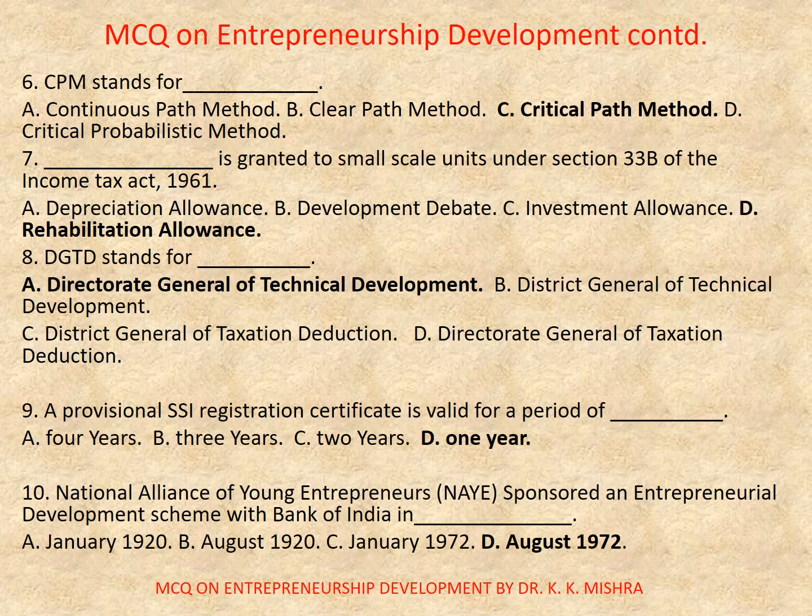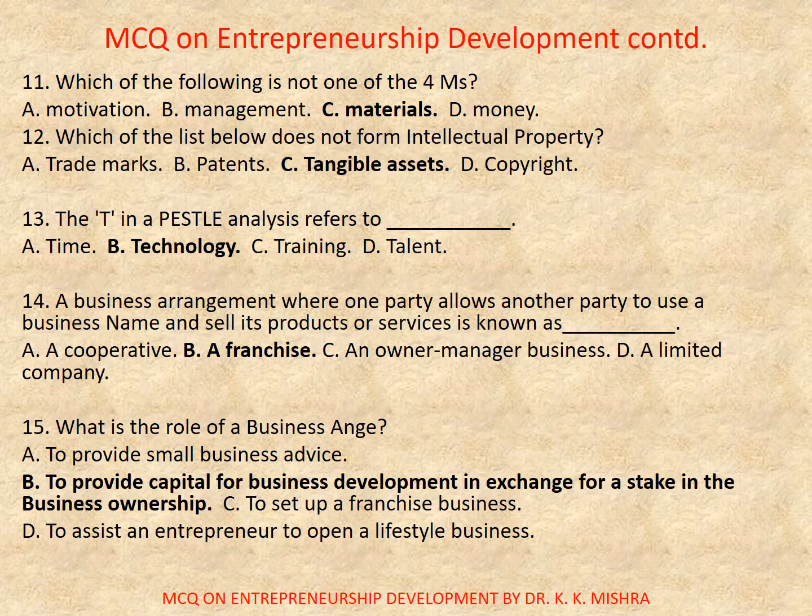Question number 10. National Alliance of Young Entrepreneurs, NAYE. National Alliance of Young Entrepreneurs sponsored an entrepreneurial development scheme with Bank of India in dash. Options are A. January 1920, B. August 1920, C. January 1972, D. August 1972. So it's D. August 1972.